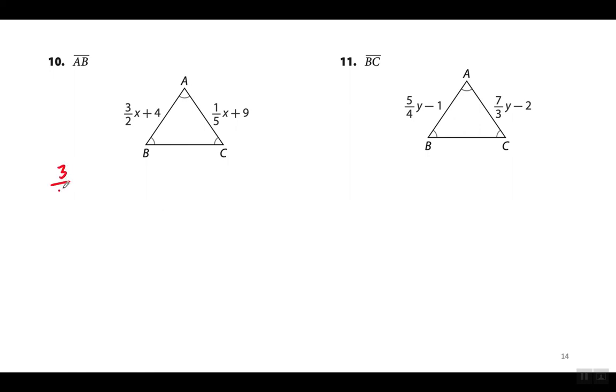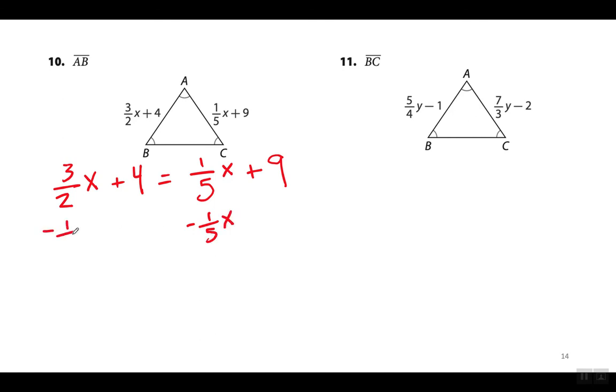Alright, so 3 over 2x plus 4 equals 1 over 5x plus 9. Let me write the x bigger. I didn't mean to make it look like it's on the bottom. You know what? Let me write that better. 3 over 2, the x should be in the middle, plus 4 equals 1 over 5x plus 9. Alright, so let's move 1 over 5x to the left by subtracting to get all the x's on one side.